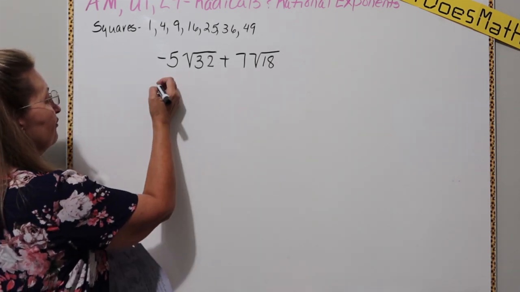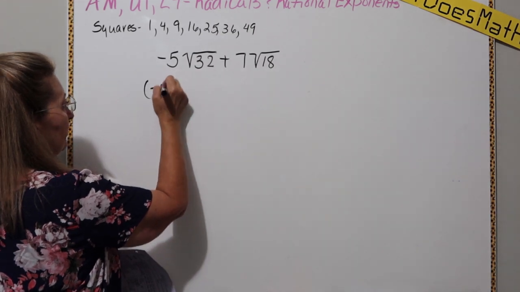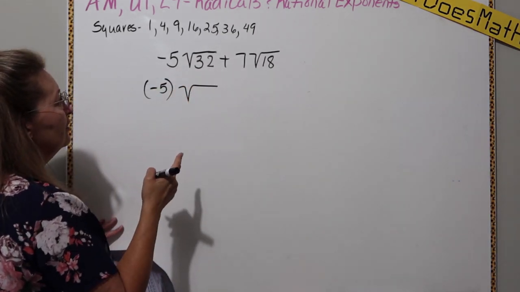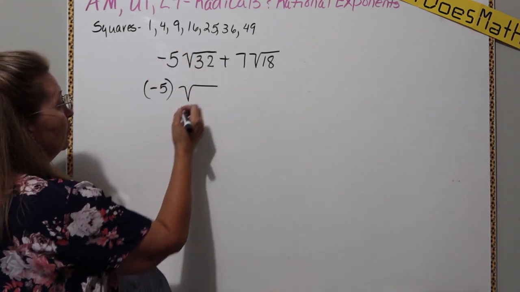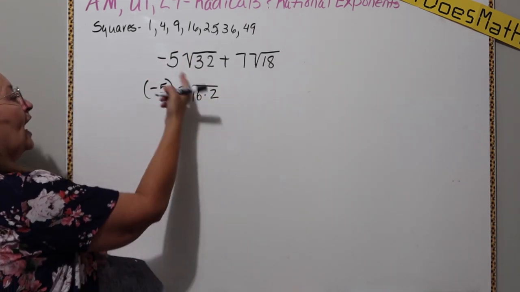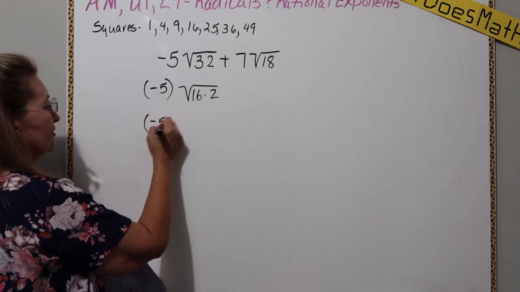So let's simplify square root of 32. Is there a perfect square that will go into 32? Well, 16 will. I can break that down into 16 times 2. I'm going to pull the 4 out.